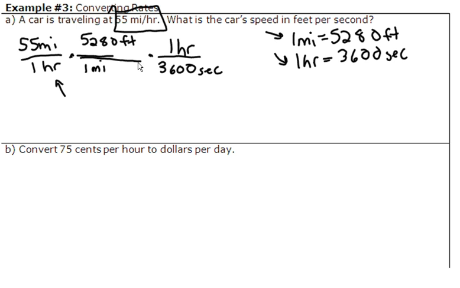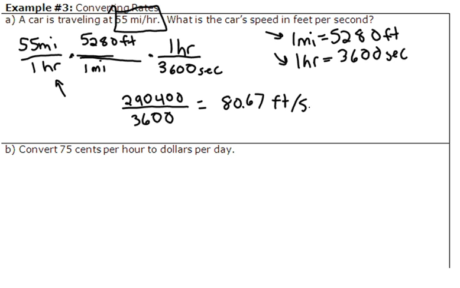So now I'm just multiplying my fractions across. I'm taking 55 times 5,280, which is 290,400. In the bottom, I'm taking 1 times 3,600, which is 3,600. And then I'm dividing the two. So when I divide that, I get about 80.67, and my units would be feet per second.